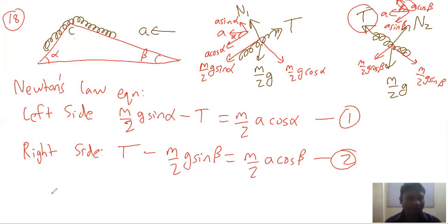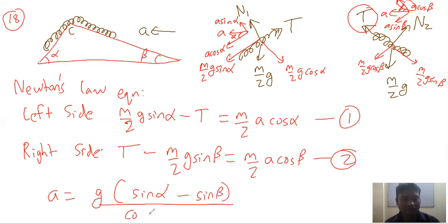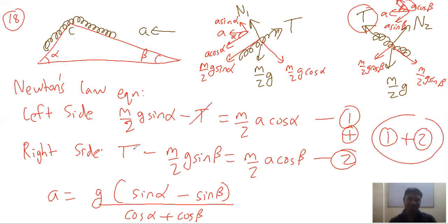Now on solving, we'll get acceleration A as g (sine alpha minus sine beta) upon (cos alpha plus cos beta). How will we be able to solve? We will add the two equations. So I'll have 1 plus 2 equations. When we add the two equations, minus T plus T cancels, and we get the value of acceleration as shown in the diagram. So this is the answer to question number 18. I hope you understood question 18. So let us move on to next question, which is question number 19.